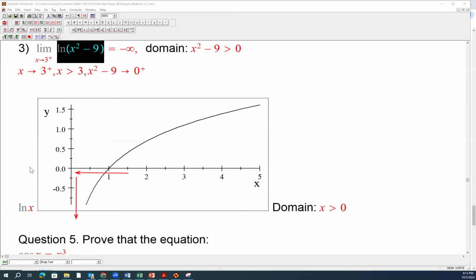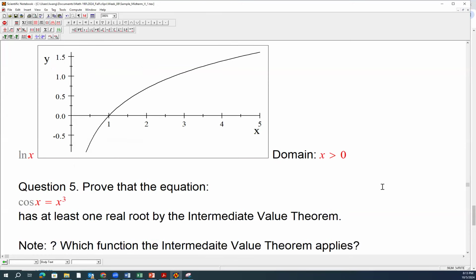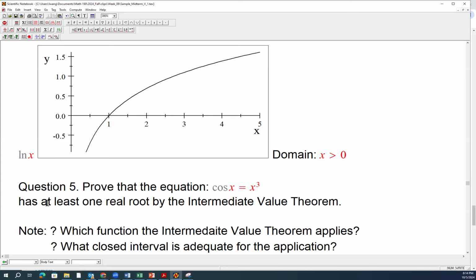All right. So next, let's look at question number 5. Prove that this equation has at least one real root by the intermediate value theorem.